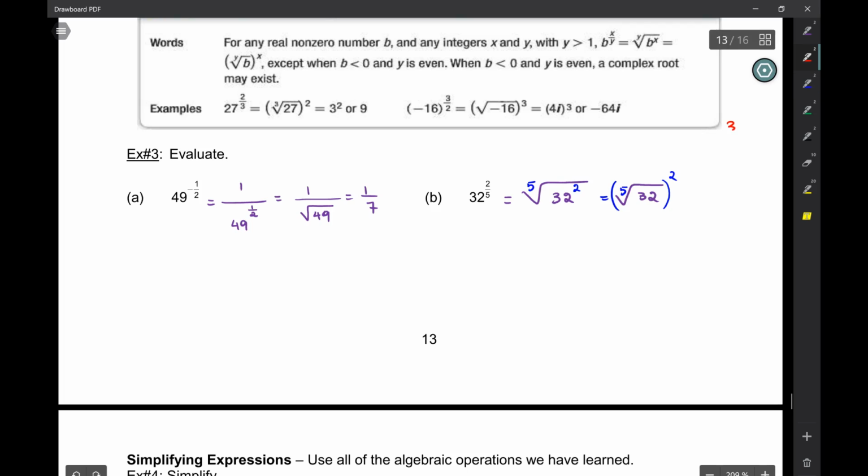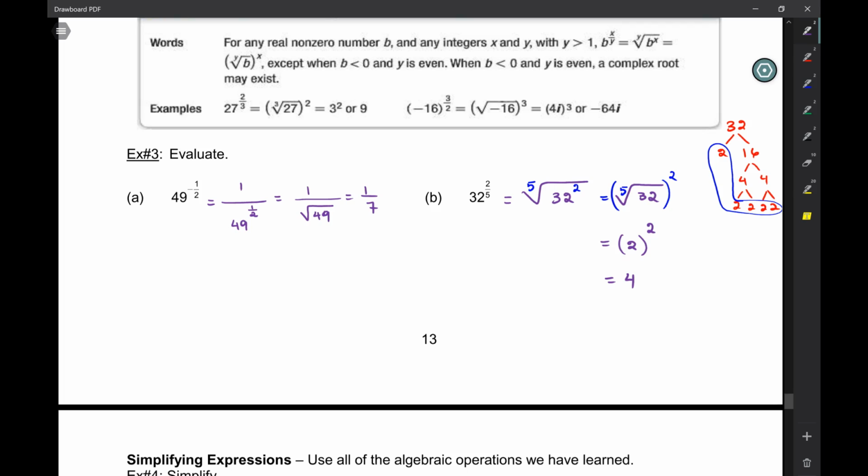No calculator, factor tree. So 32 is 2 and 16, which is 4 and 4, 2, 2, 2, 2. Now, I need a 5th root, so I need to group these 2's by 5's. So 1, 2, 3, 4, 5. They all come out as a single 2. So that's going to be 2 to the power of 2, which is 4. Okay? Questions?